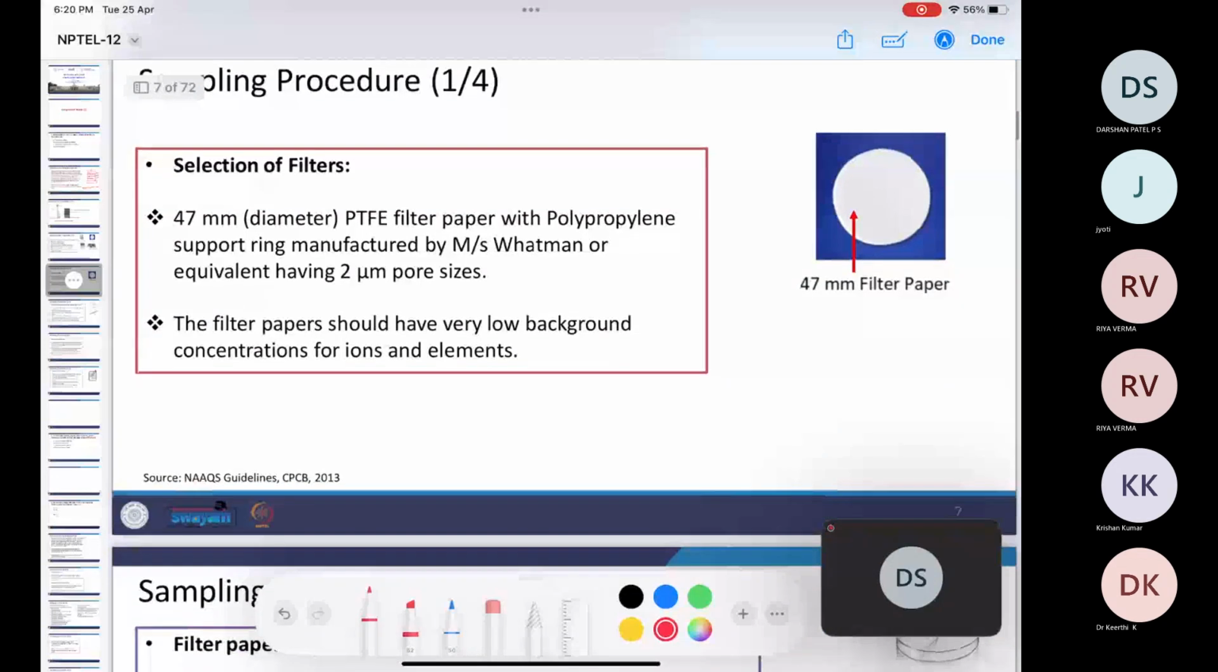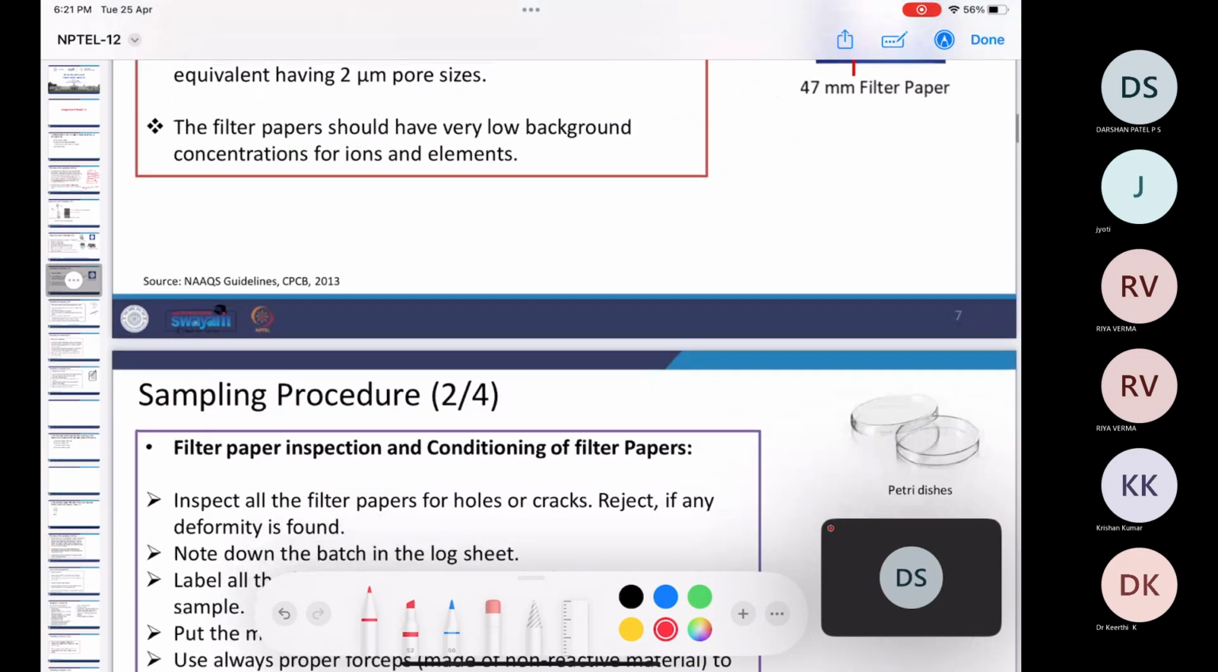So, what is the sampling procedure here? 47 mm diameter PTFE filter paper with the polypropylene support ring manufactured by Whatman or equivalent, having 2 micron pore size. So the pore size of this filter paper is 2 microns. That is why it is trapping the particles of size 2.5 microns or higher, and it lets the smaller size particles pass through it. The filter paper should have very low background concentrations for ions and elements.